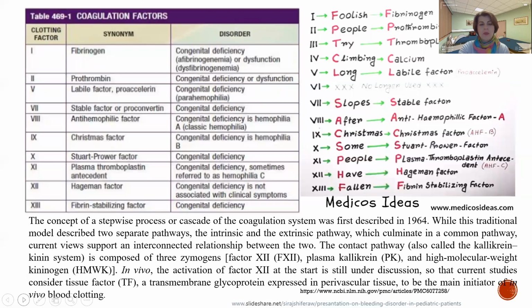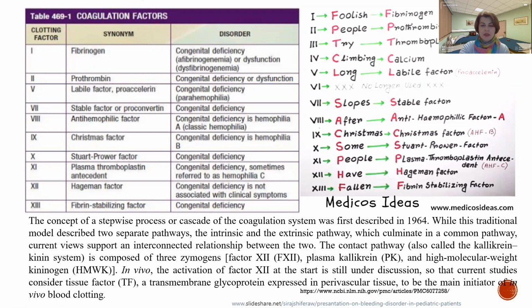The concept of a stepwise process or cascade of the coagulation system was first described in 1964. While this traditional model describes two separate pathways, the intrinsic and the extrinsic pathways, that culminate in the common pathway, current views support an interconnected relation between the two previously named pathways.